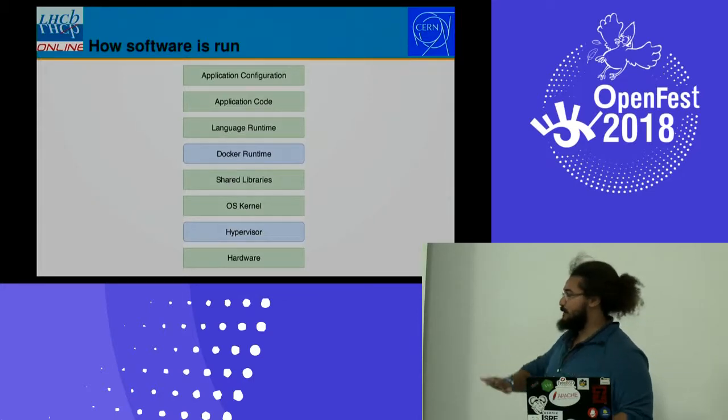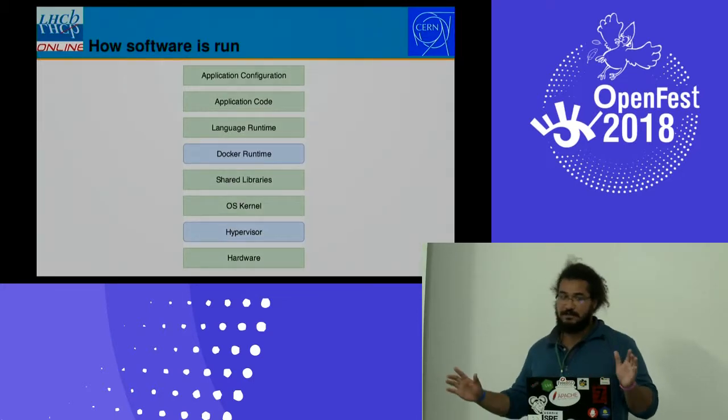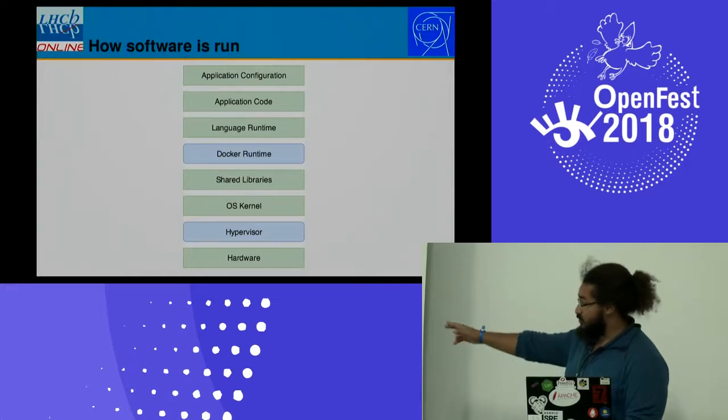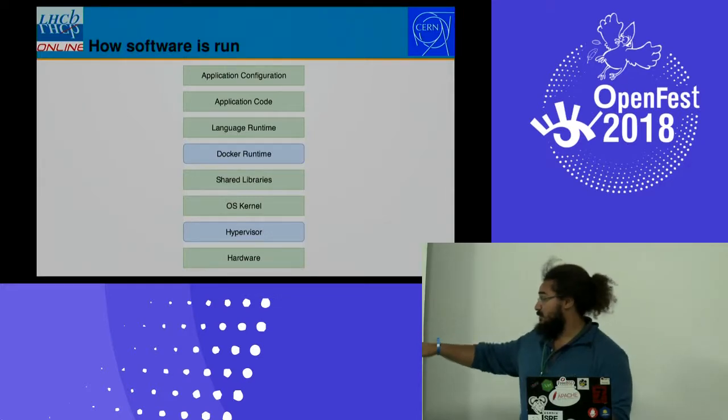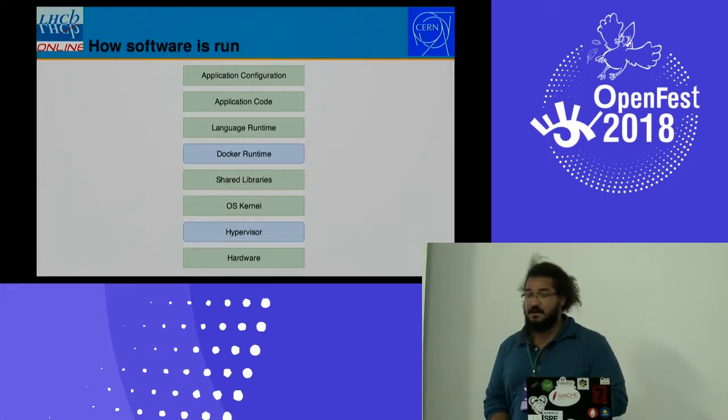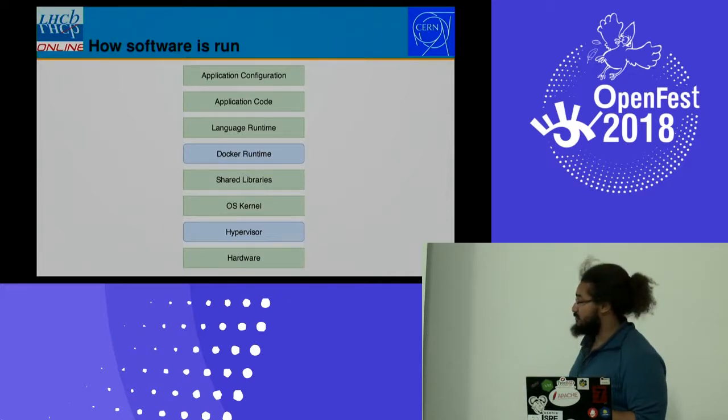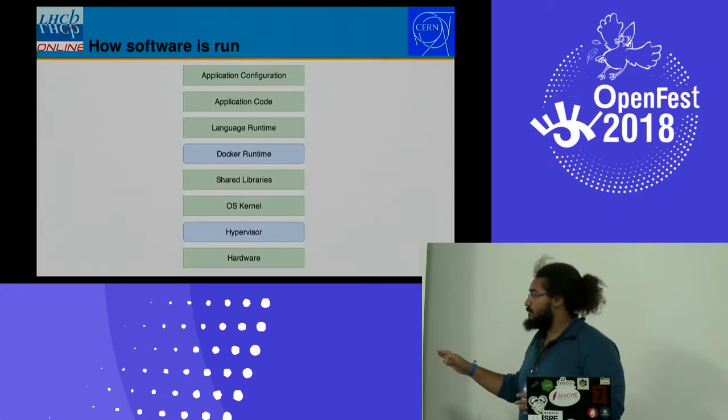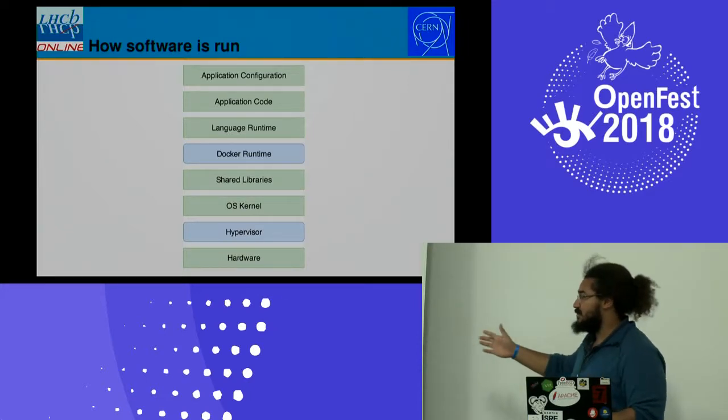So let's take it that for this presentation, Docker and containers will be used interchangeably. You have your shared libraries, you have the kernel, and then you have a hypervisor, maybe, depending on the cloud provider you're using, whether you're going to be hosting your own hypervisor or not. And then on top you have the hardware. But mostly, running, you're getting this stack.